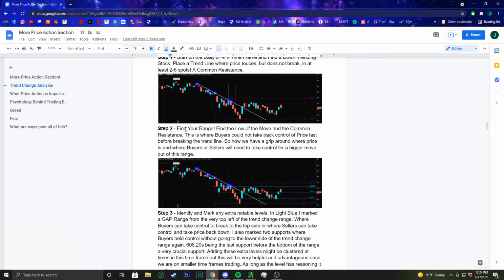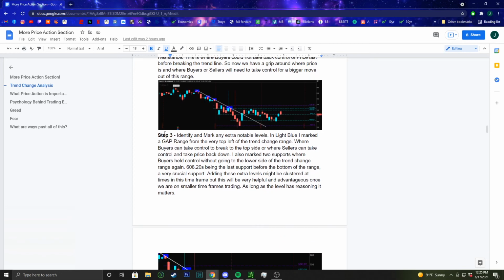So step 2, find your range now. Now that the stock has already exited and pushed down, you want to find your ranges. So find the low of the move, about right down here, and the common resistance, up here. So you're going to have your common resistance and then your range. Now you have a pretty good area of price already, and now you can start to add other levels. As you can see, this is where buyers could not take price back control of before trying to break the trend line. So now we have a grip around where price is and where buyers or sellers will need to take control for a bigger move out of this range. Now we can start to move on.